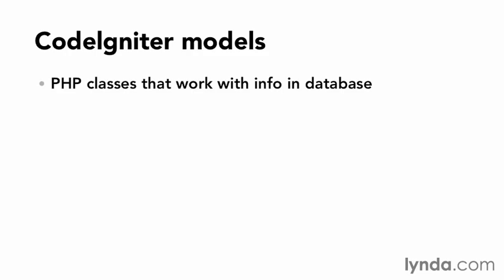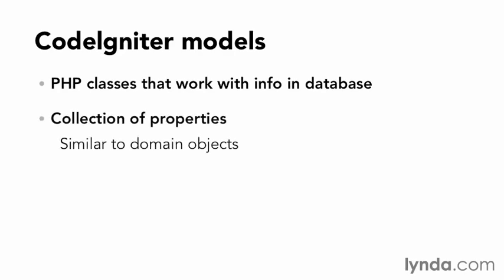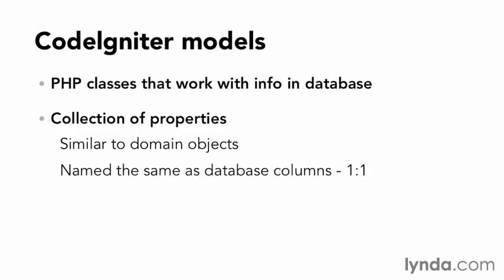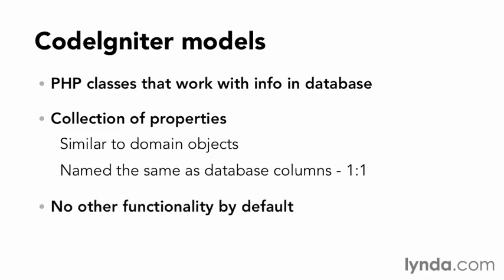Out of the box, they're treated just as a collection of properties, which I mentioned previously is similar to a domain object. These properties are named exactly the same as the database columns with a one-to-one relationship. CodeIgniter models contain no other standalone functionality by default.